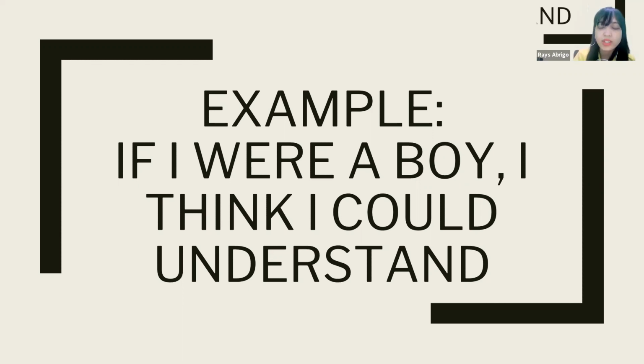So what is the condition of the sentence? "If I were a boy." That's the condition. And what will happen if you are a boy? "I think I could understand." So the result of this condition is the main clause. This is the condition, the first part, "if I were a boy," and then the result would be the main clause.